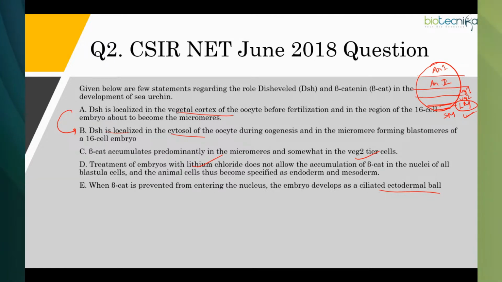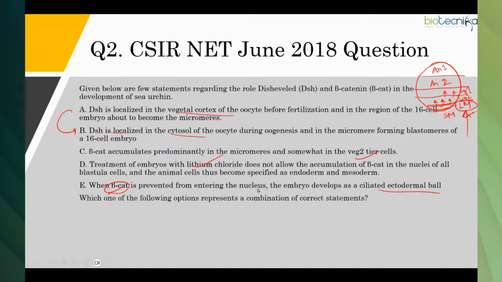So those will give the signal to the cells lying above them to form the wedge 2 layer. They will in turn give the signals to the cells to form wedge 1 layer. So basically this autonomous specification of the large micromere comes because of beta catenin. What is beta catenin? It's a transcription factor. Okay. So here, which one of the following options represents a combination of correct statements?